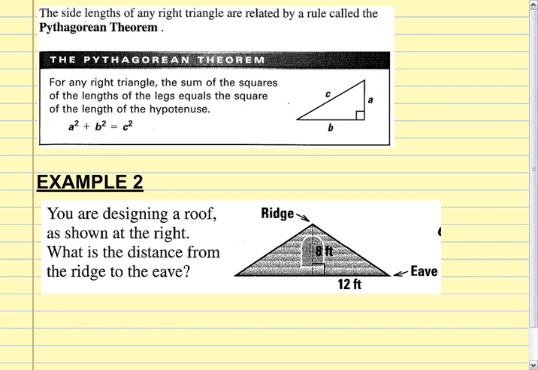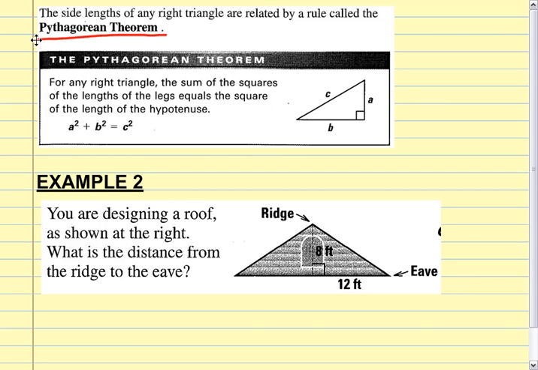The sides of any right triangle are related by a rule called the Pythagorean theorem. We talked about it earlier. Here's the Pythagorean theorem. Please know it. I had to remind my 8th graders about it today. That's not good. You guys need to know this. You need to commit it to memory. You need to know what the Pythagorean theorem is, as well as you know how to spell Hannah.